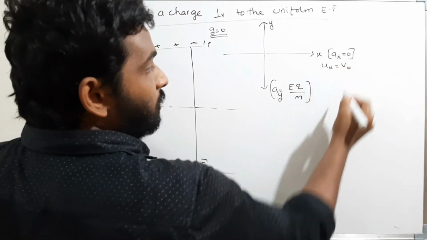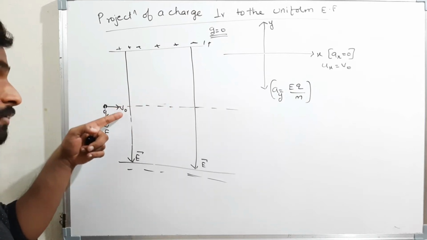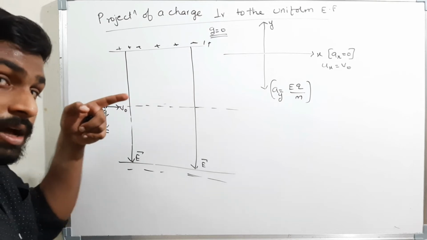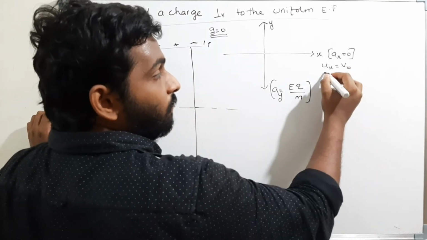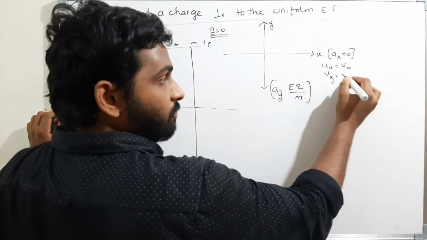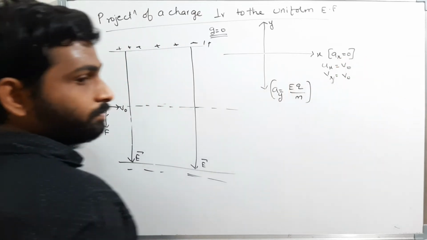What is the initial velocity along the x-axis? The initial velocity is v0. It is projected with the velocity v0 along the x-axis. Now what is the final velocity? The final velocity along the x-axis is also v0, because the acceleration is 0, therefore the velocity won't change.